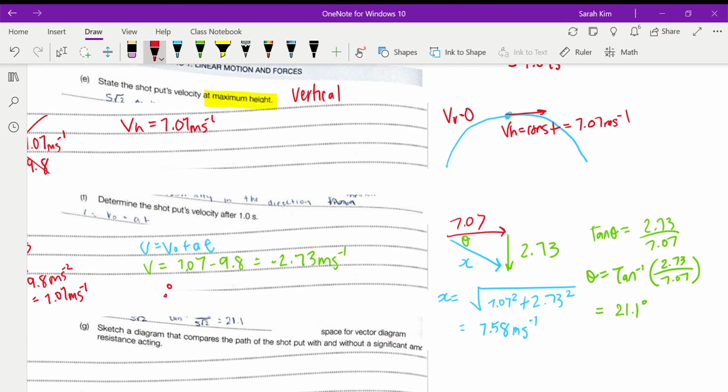So let's conclude that answer. I'm going to conclude it here. Therefore, my velocity when time is 1 second is, no, not that, we've got to use this, always use the resultant one, 7.58 meters per second, 21.1 degrees below horizontal.